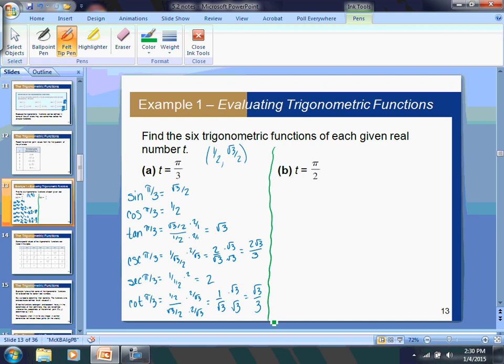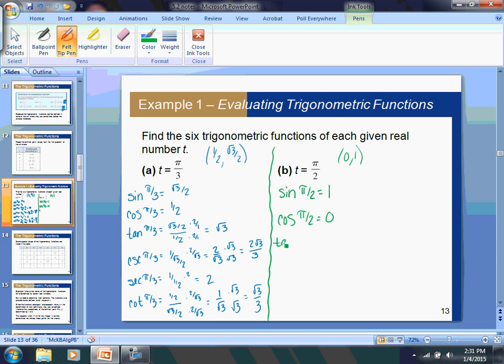Okay, so let's take a look at B now. We have pi over 2. Now pi over 2, remember that's 90 degrees, so we're going to be on our y-axis. So the terminal point there is going to be 0, 1. So if I'm trying to find the sine value, sine of pi over 2, that's just going to be my y value, so that's 1. Cosine of pi over 2, that's my x value, so that's 0.